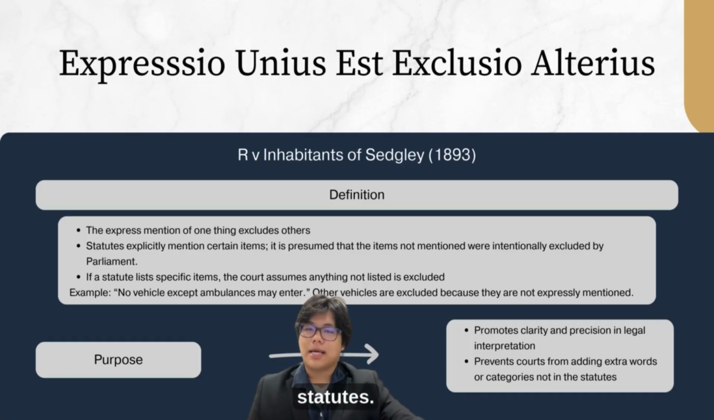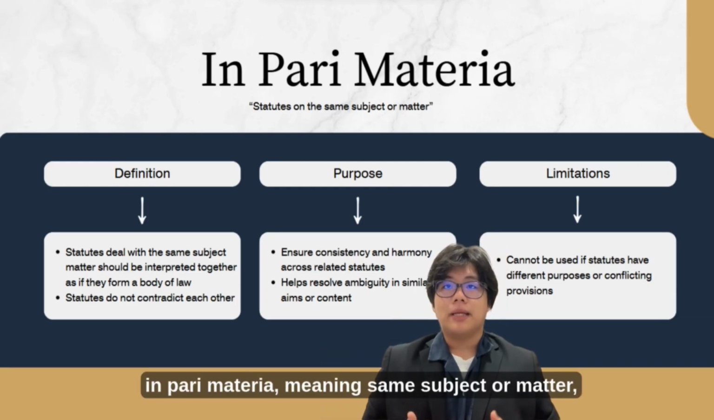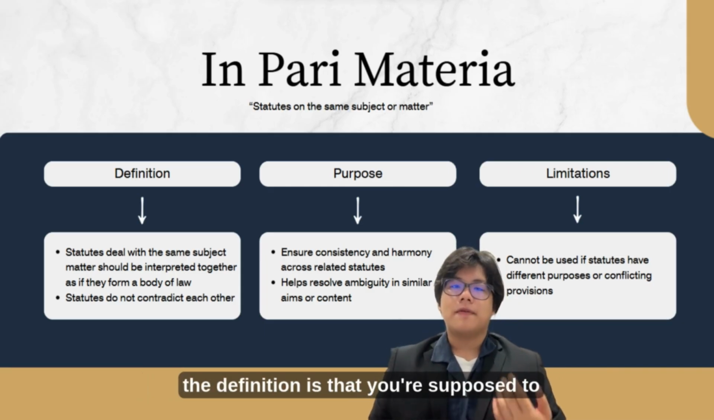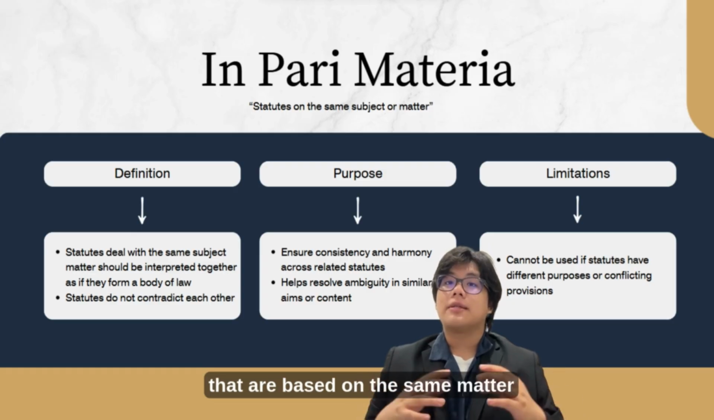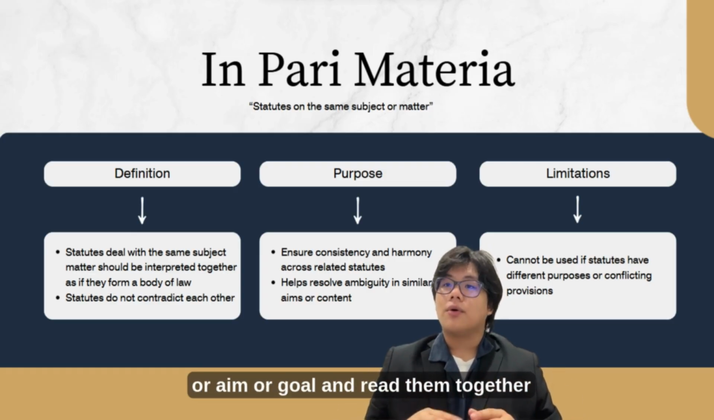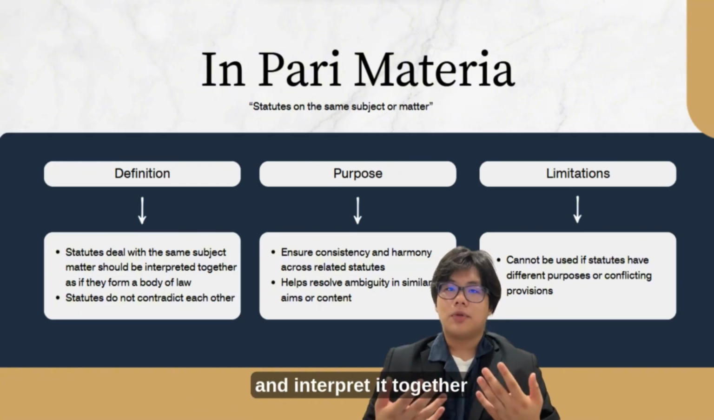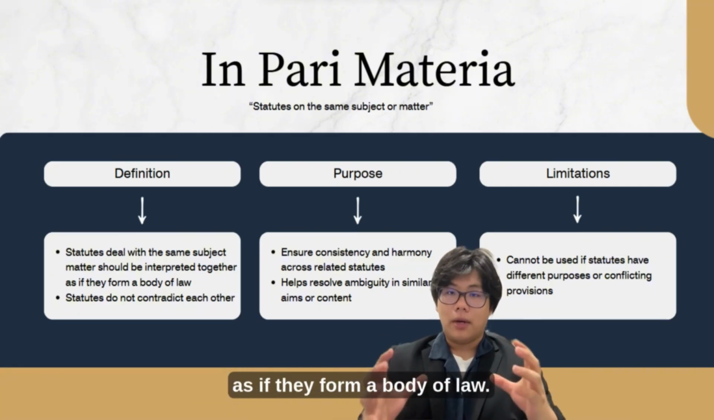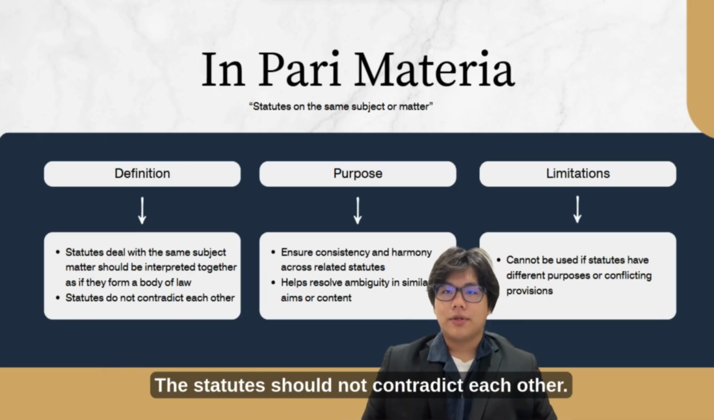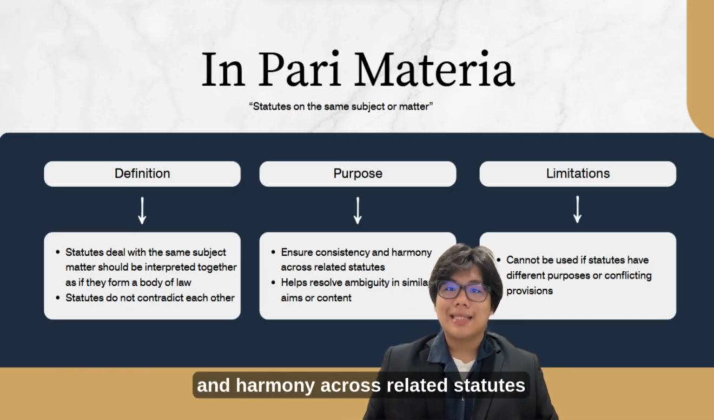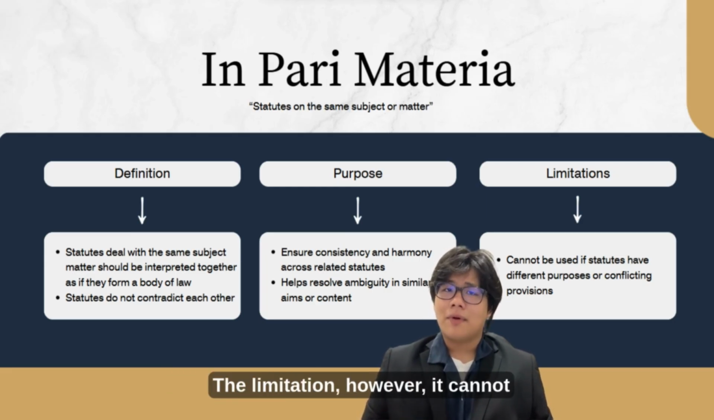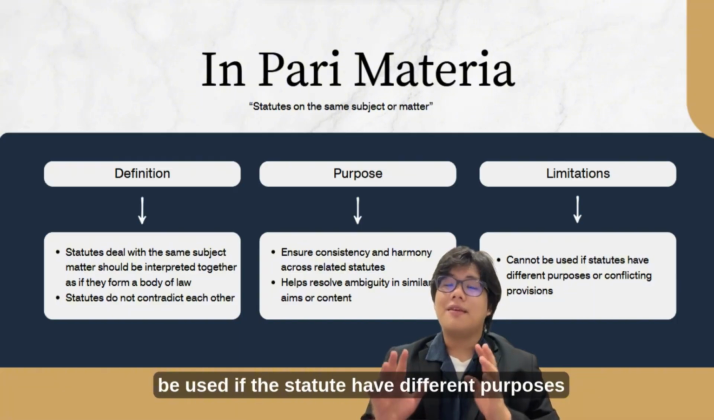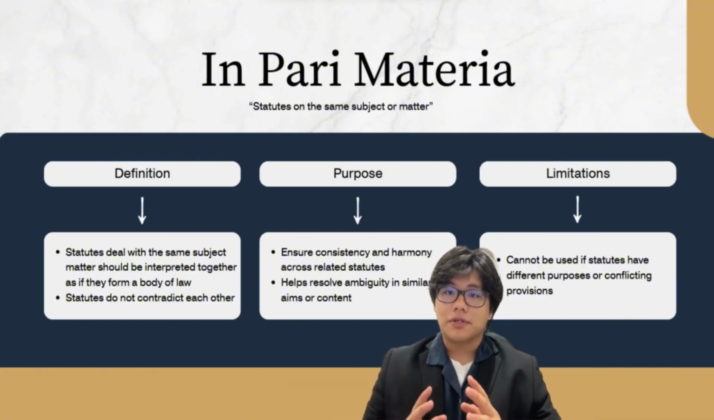Now, in pari materia, meaning same subject or matter. The definition is that you're supposed to use statutes that are based on the same matter, aim or goal and read them together and interpret them together as if they form a body of law. The statutes should not contradict each other. So the purpose is to ensure consistency and harmony across related statutes and help resolve ambiguity in similar aims or content. The limitation, however, is that it cannot be used if the statutes have different purposes or conflicting provisions.